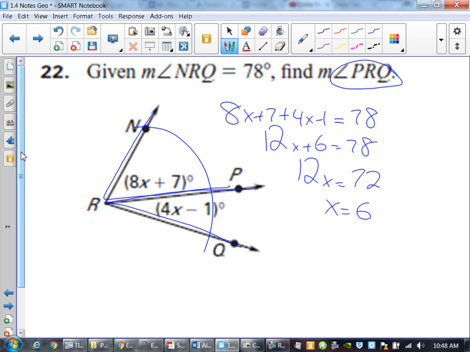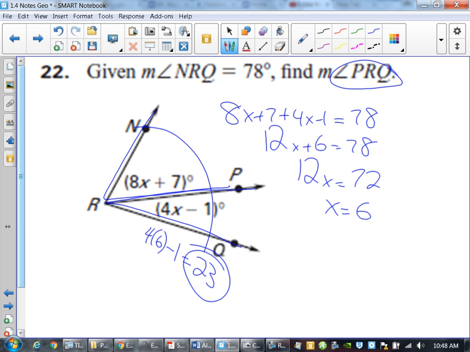But back to the same idea as we did before. It wasn't always just solve for x, it was solve for a part of the problem. In this case, it's asking for PRQ. So what do you do with that 6? Yeah, we just substitute back in. So what is 4 times 6? Subtract 1 and you get, there's your answer.